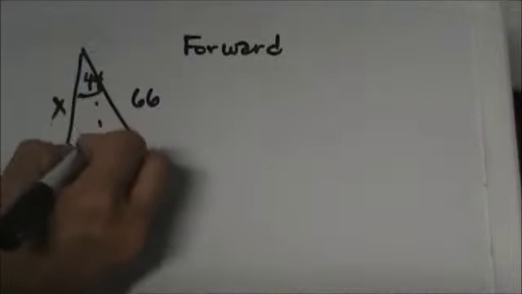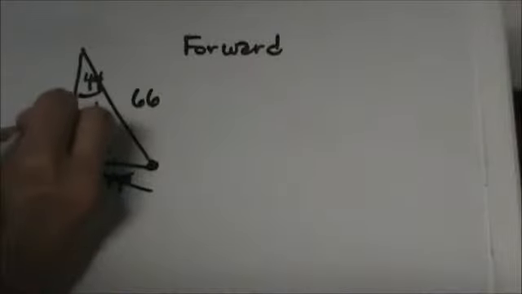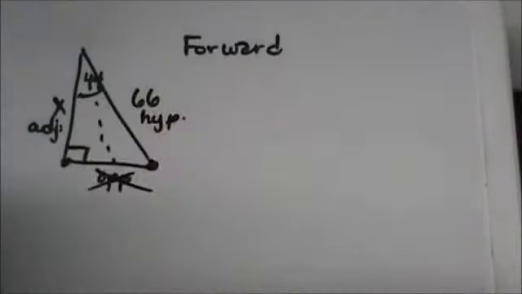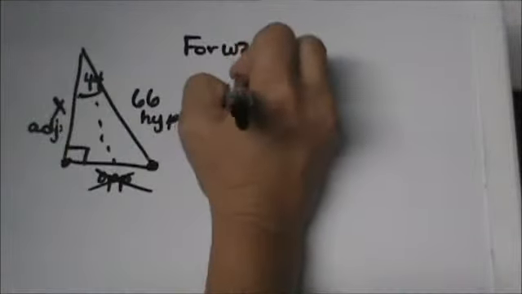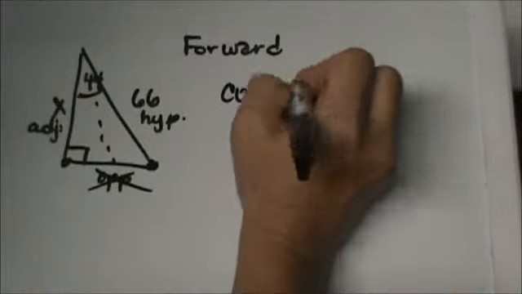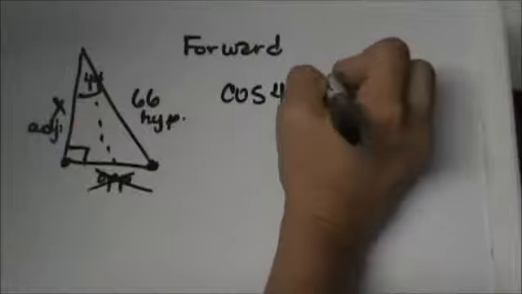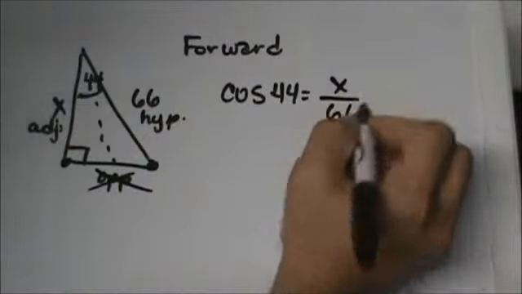Which two sides? Okay, opposite. We are using adjacent and hypotenuse. Okay, which one is adjacent hypotenuse? Go back. Adjacent hypotenuse is cosine. So we're going to take the cosine of 44, and that's equal to the adjacent, which is our unknown x, over our hypotenuse, which is 66.